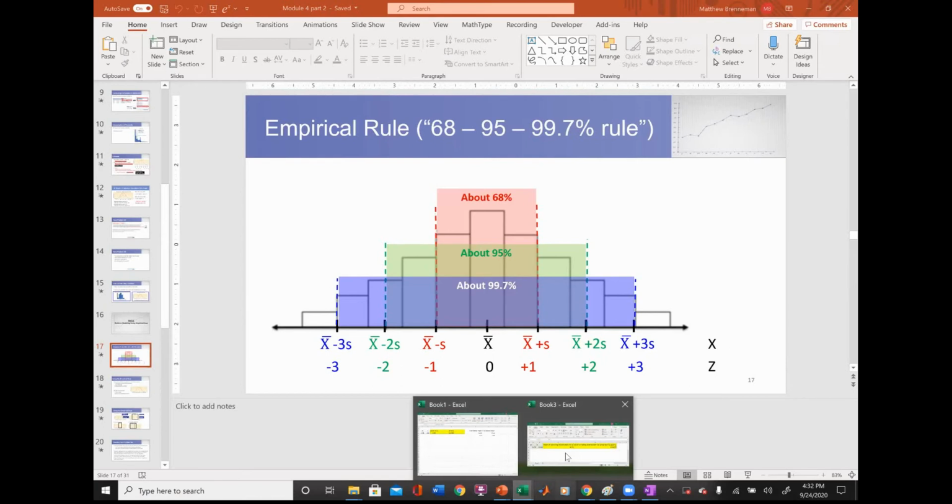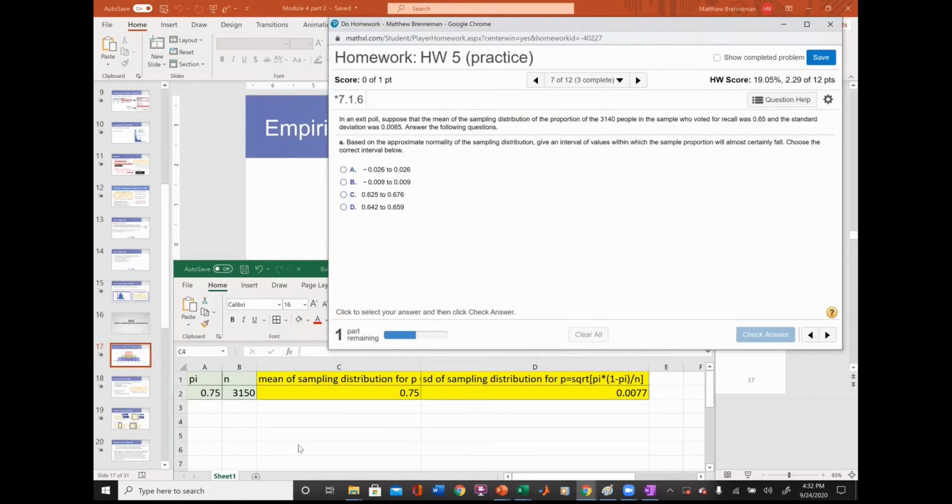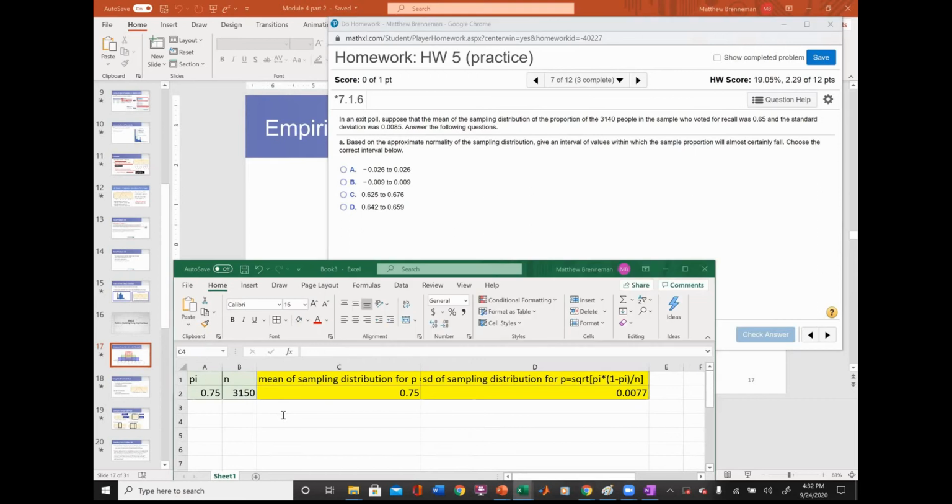In fact, if we wanted, we could do that in Excel. So let's go ahead and pull this up. So our mean here, you can just type in whatever this is, 0.65. The standard deviation they give us, we don't have to even compute it, right? It's 0.0085.